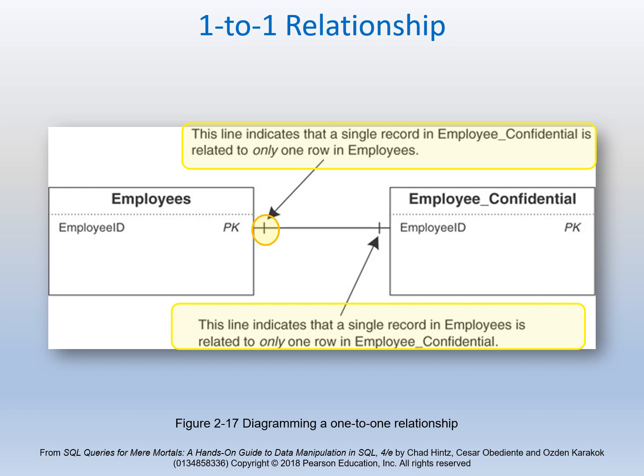We also have the relationship in the reverse direction. One record in employee confidential is related to only one record in the employees table. Again, this vertical tick mark indicates 1.